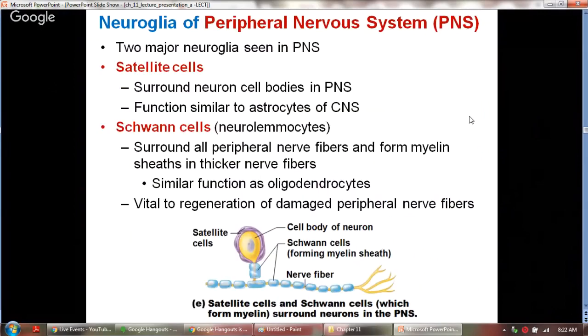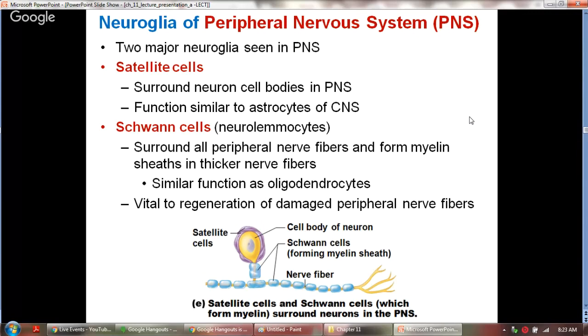The neuroglia of the peripheral nervous system have two major types. This is peripheral. Earlier it was the central nervous system. Now it's the peripheral nervous system. The two major types are the satellite cells and the Schwann cells. The satellite cell surrounds the neuronal cell bodies in the peripheral nervous system, and their function is similar to the astrocytes of the central nervous system.